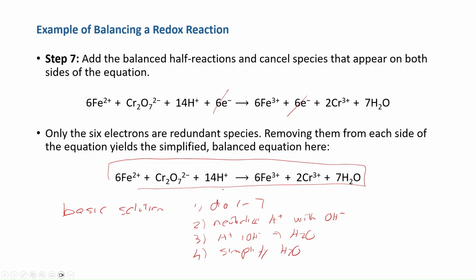You balance it as if it was an acidic reaction, but it's not acidic, it's basic. So you cannot have protons in a basic reaction, so neutralize them with hydroxides, and simplify the equation again. Okay? Like I said, if you get my handout, it will tell you: in the acidic reactions, you stop here. Basic reactions, you continue. So everything is in one page where you can have the directions.